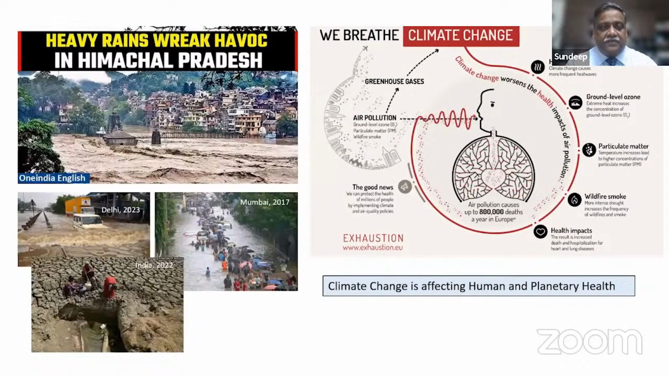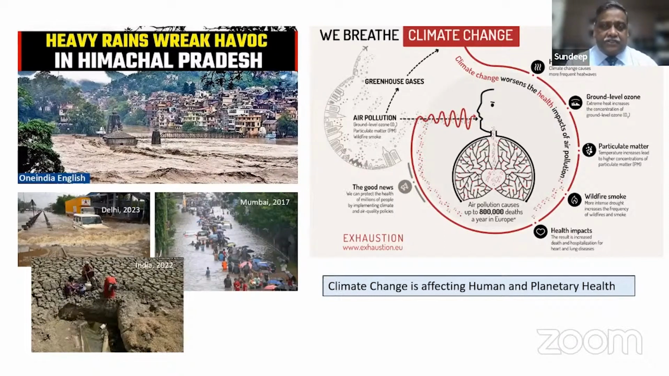We all have seen these images in the news yesterday and today of the flash floods that have happened in the state of Himachal Pradesh and the havoc that they have created. The same floods have been described in the last couple of days in Delhi. We remember the 2017 Mumbai floods, which were a complete disaster. A lot of people died. And there are so many areas across the country where drought is becoming more common.